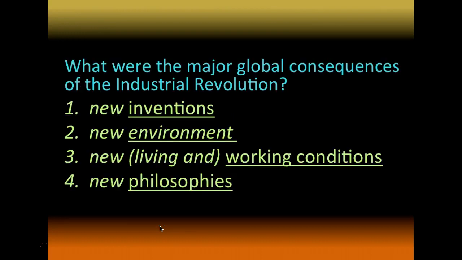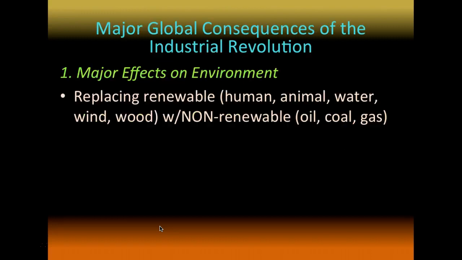Okay, so what were the major global consequences of the Industrial Revolution? And we're going to talk about some more of the new inventions, the new environment, meaning how the Industrial Revolution affected the environment, the world, and then how there were new living and working conditions for the people. And this again led to new philosophies, new ways of thinking about the world. Why are we, the workers, being held down in such terrible working conditions when our bosses are living the good life and abusing us? Why is this happening?